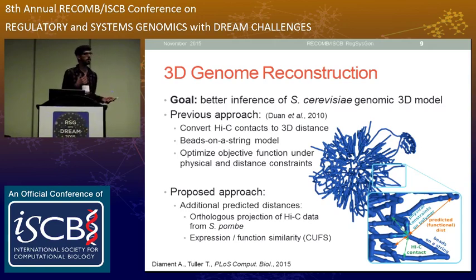Our suggestion here, our novel approach, is to try to predict distances in 3D based on the two results that I just showed you. One is the conservation of organization between organisms, and to this end we took S. pombe distances and tried to project them over to the S. cerevisiae genome, and then reconstruct the genome using these distances. And the other one is using a functional similarity, an expression similarity between genes as measured by CUFS.